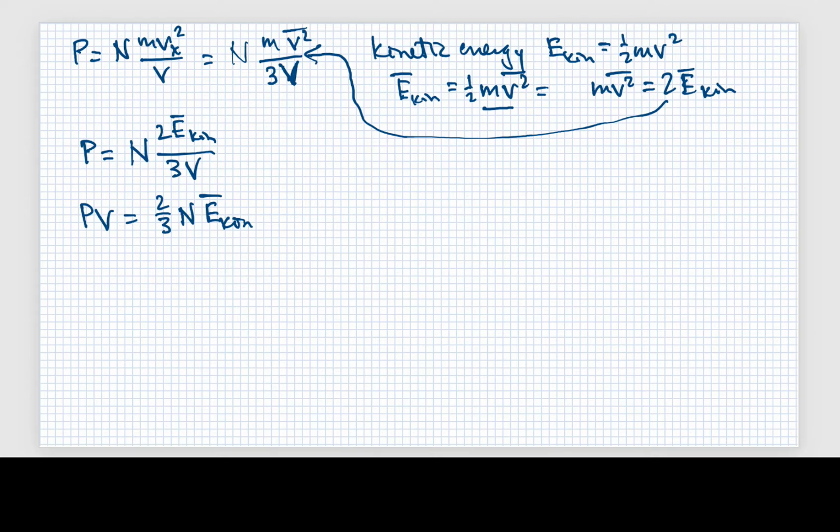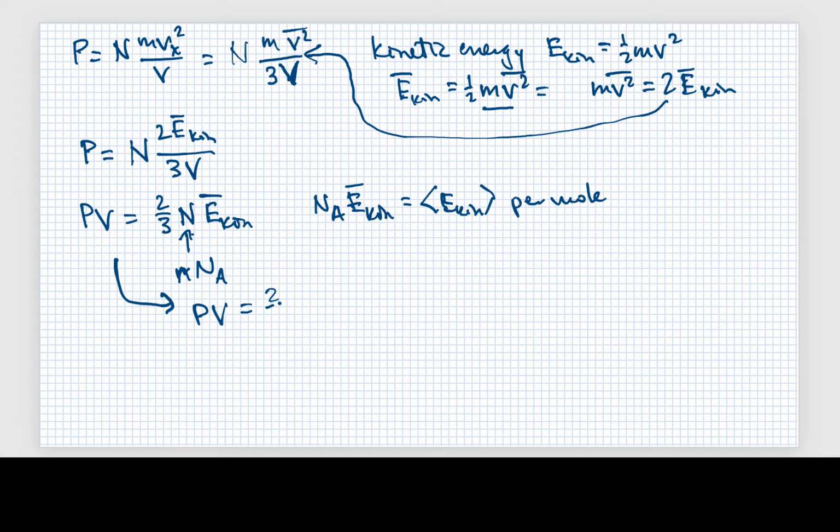Another way to look at this is if I want to convert this into the number of moles times Avogadro's number, and then say that Avogadro's number times the average kinetic energy per molecule is going to be the average kinetic energy per mole, then I can rewrite this equation as PV is equal to 2/3 times the number of moles times the average kinetic energy per mole.